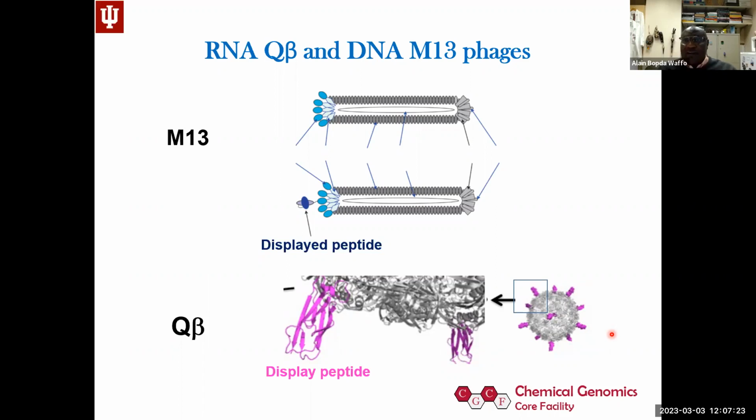So this is roughly it, and again, they're phages, they're viruses. That means they're very small. You talk about 100 nanometers in length for M13, and 25 nanometers in diameter for Qβ. One is a filamentous phage, and the other is icosahedral. So those are the two major phages we are using and servicing with.